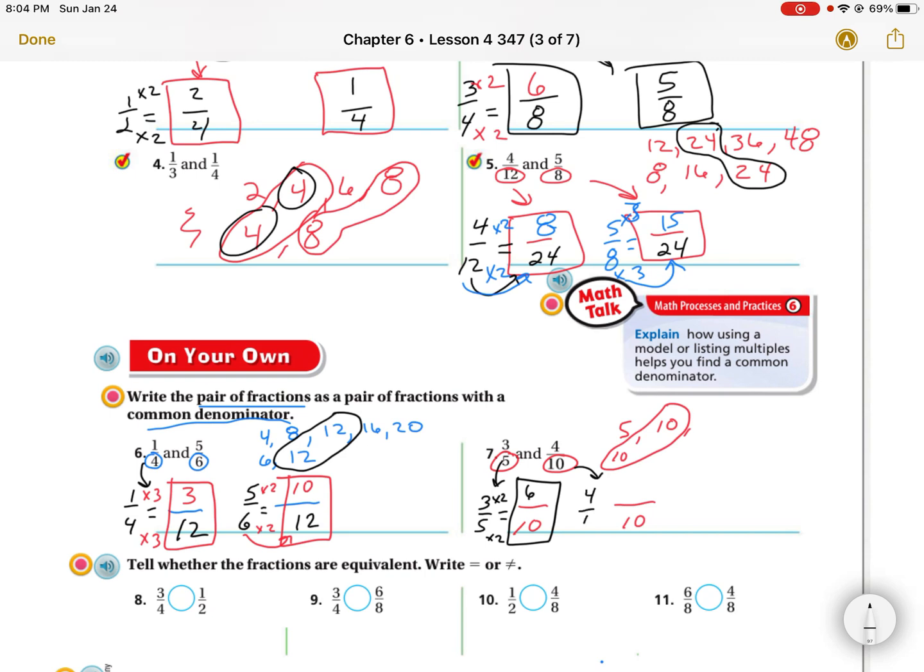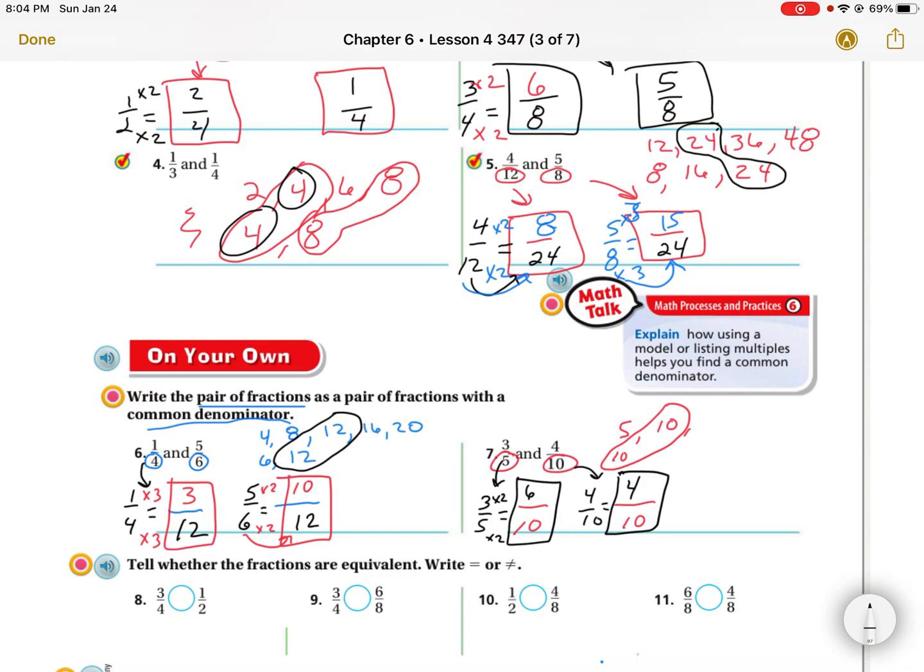And now I'm renaming 4/10. Oh wait, it's already tenths, so I'm not changing anything. It is what it is, it's 4/10. Didn't have to change it. Totally missed that. Okay, so how'd you do?